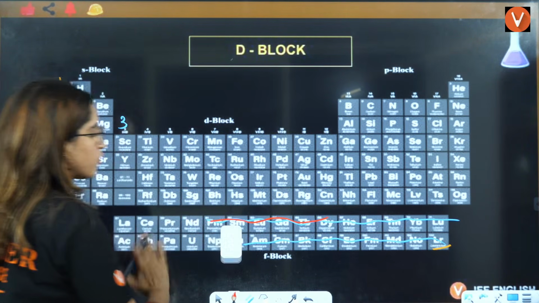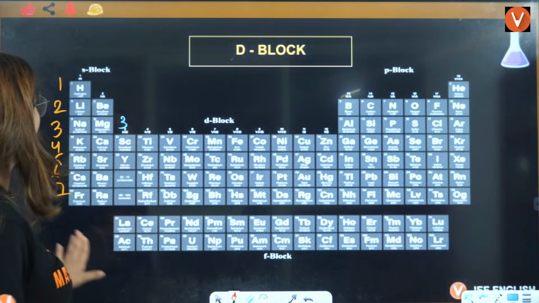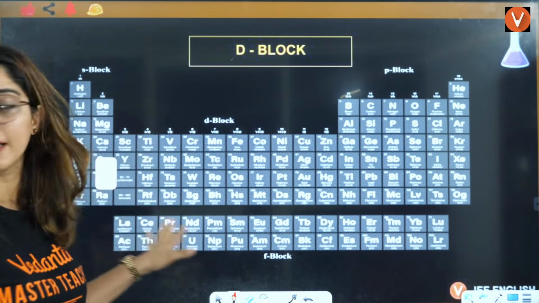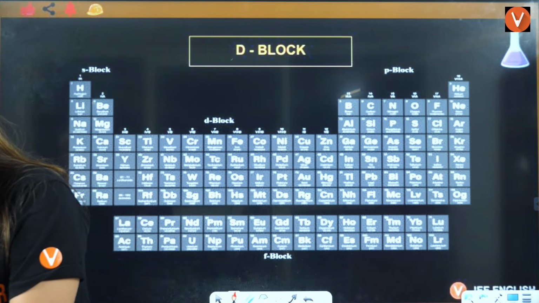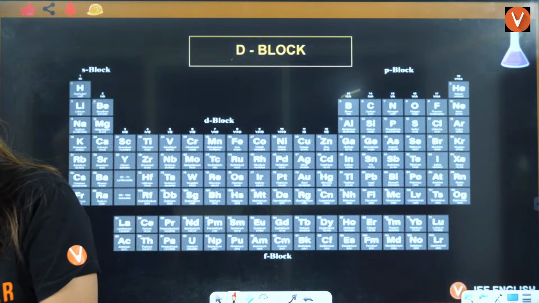Let's understand one more thing. Why is s block called s block? What is the reason, everybody? Try to give me the reason in the chat box. Why is s block called s block? Okay. Yes.